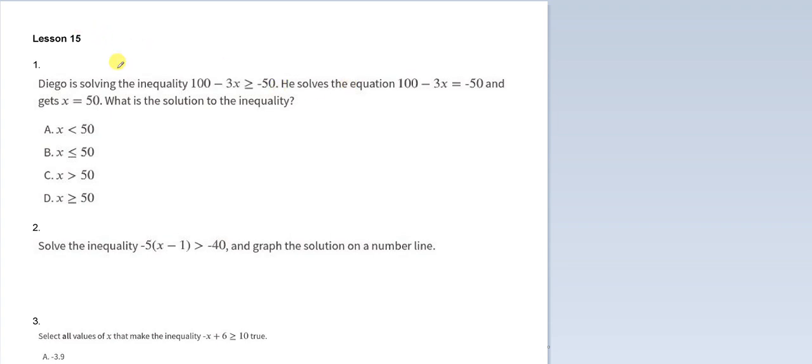We're hitting lesson number 15 up on your homework. Number 1, Diego is solving this inequality, and when he solves it, he gets 50 when he treats it like an equation, like you do for an inequality. That's what you do. You treat it like an equation.